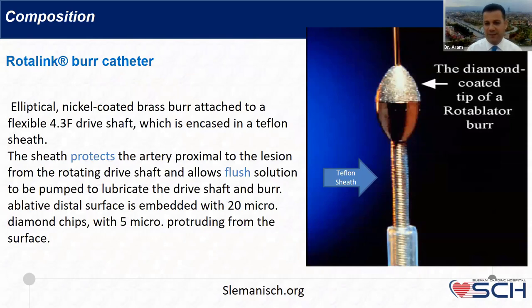The rotor burr is the burr that we are going to introduce into the coronary. It is an elliptical nickel coated brass attached to a flexible drive shaft. This drive shaft is coated with a Teflon sheath to prevent injury to the proximal part of the lesion, before the lesion. For instance, if there is a lesion here, this Teflon will protect the proximal part. Meanwhile, it will allow the flush of saline to come through. Later on, we will talk about this flush. So this is the burr catheter.